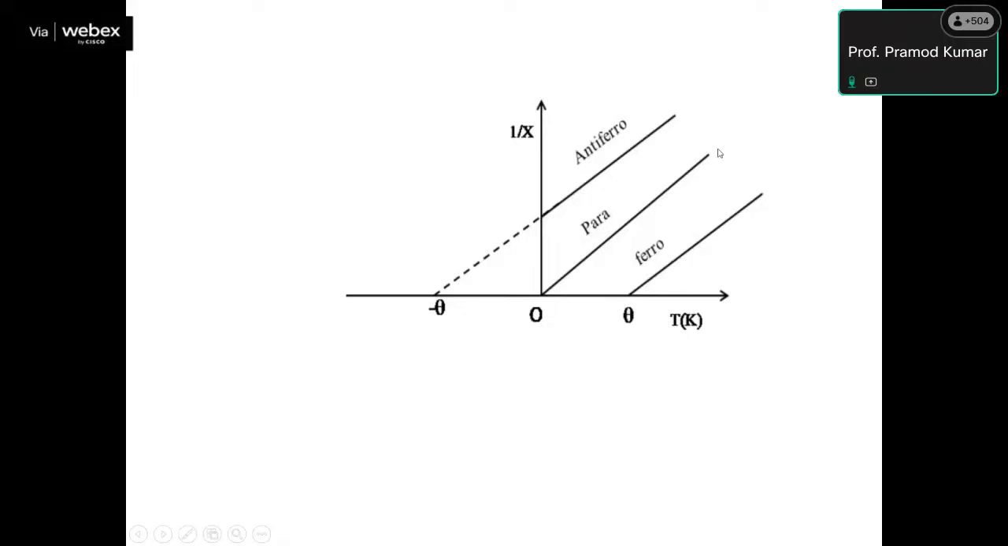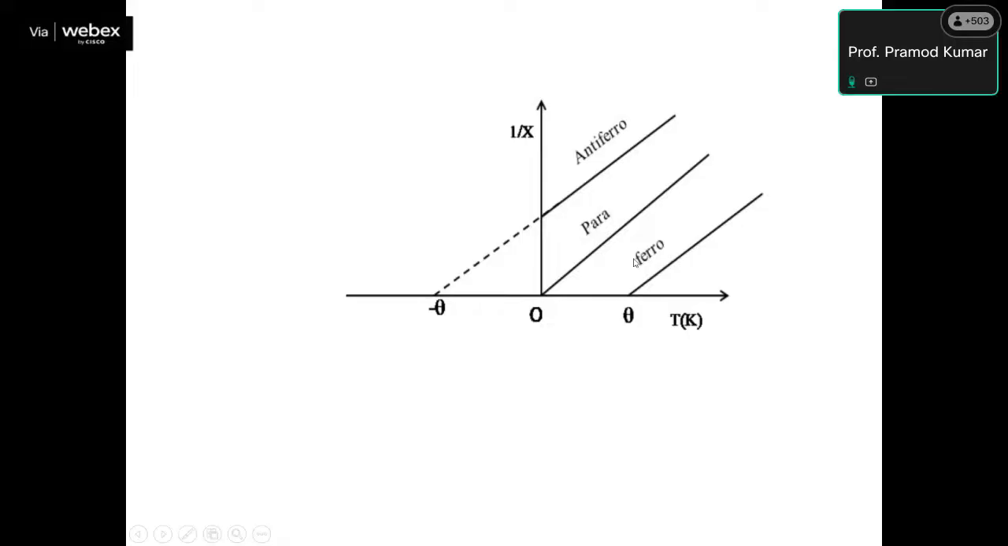In a paramagnetic material, you will get a straight line which passes through zero. In an antiferromagnetic material, you will get almost this type of slope, and if you extend this slope to the other side, it is going to cut the x-axis somewhere on the negative side.